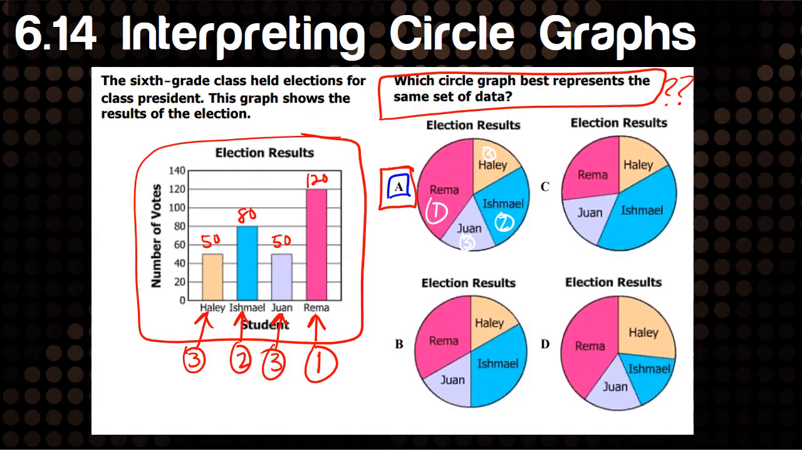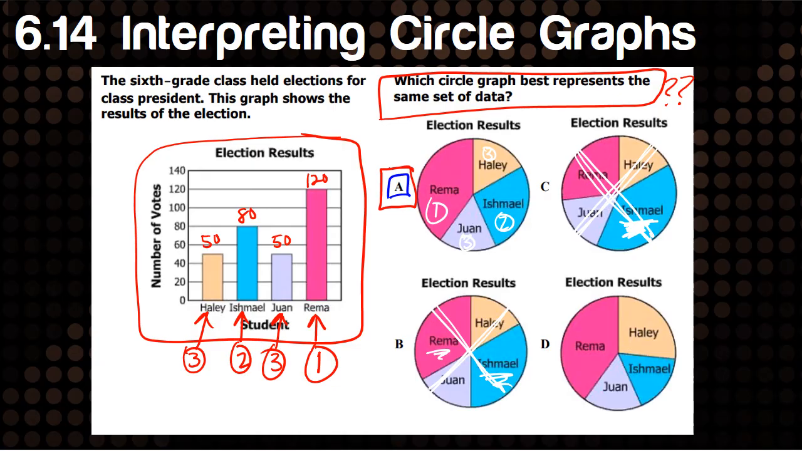So in letter B, it looks like our friends Rayma and Ishmael both received the same amount of votes. So in this case, we know that's not true from our bar graph, so we cross that out. What about letter C? Letter C shows us that Ishmael received the most votes, which didn't happen. Sorry, Ishmael. But we'll cross that out because that circle graph doesn't match.